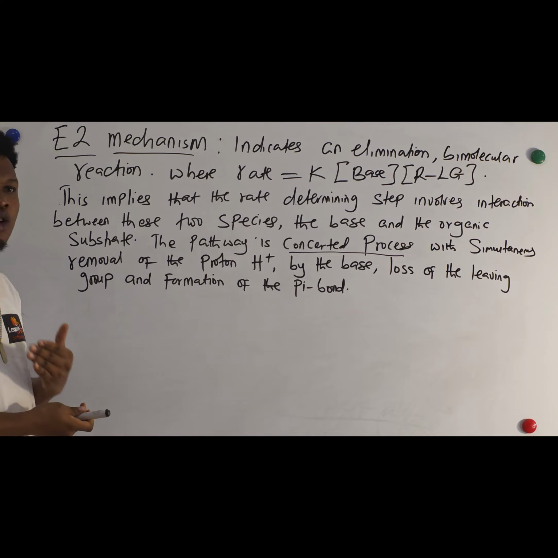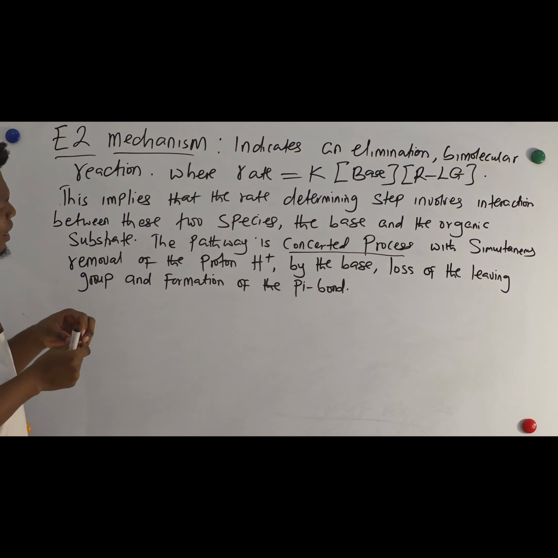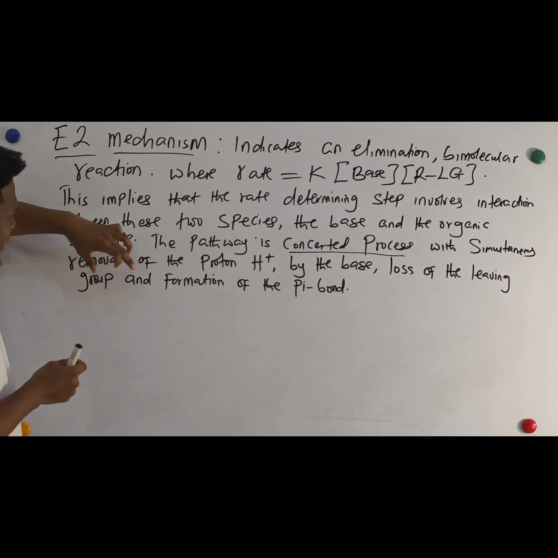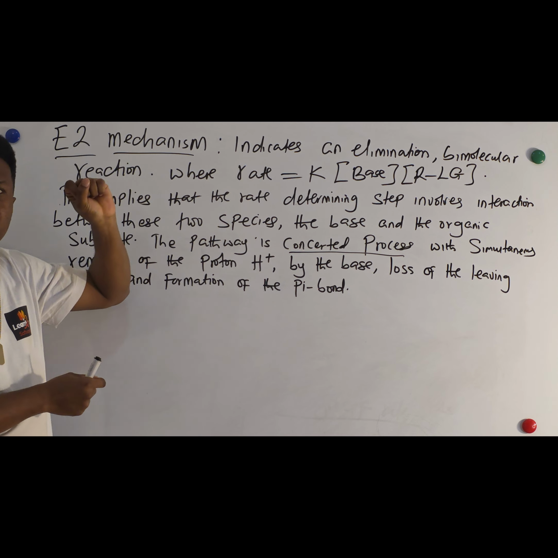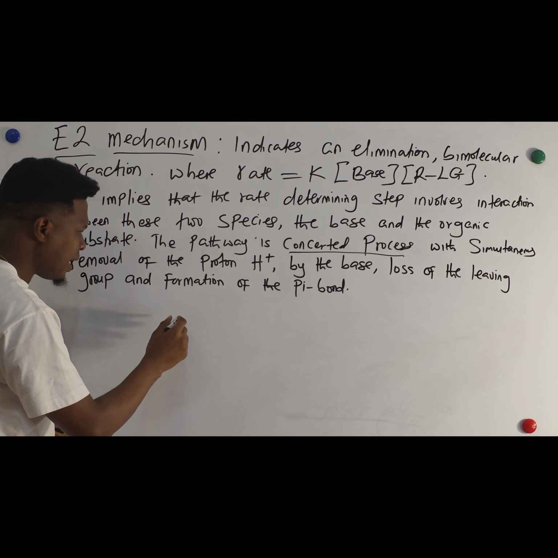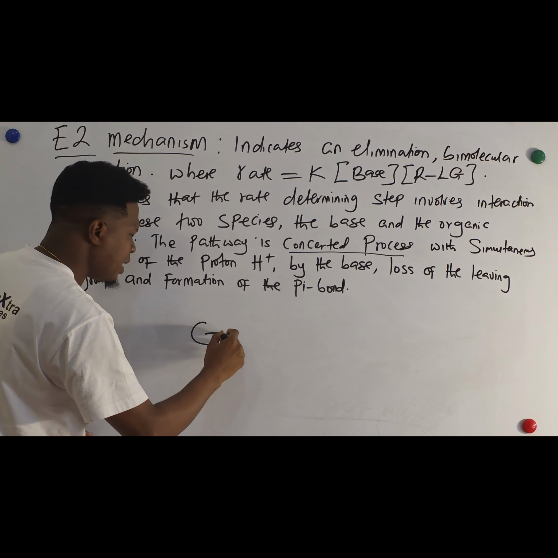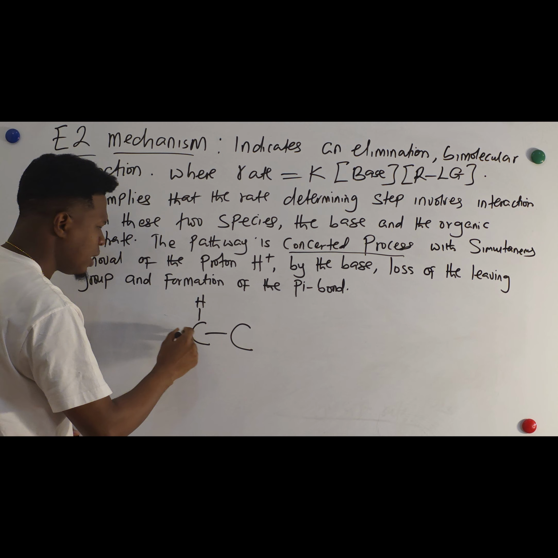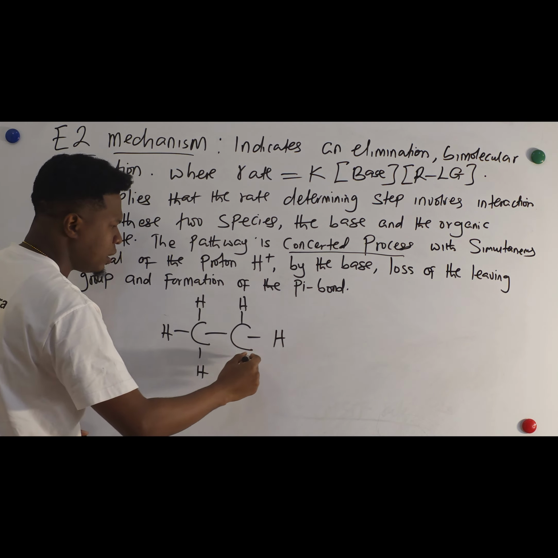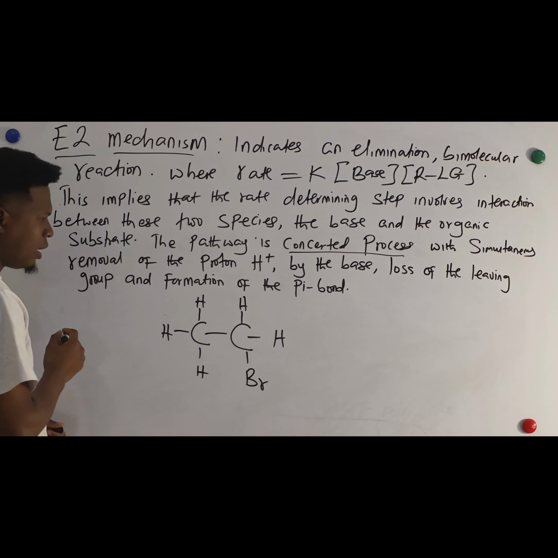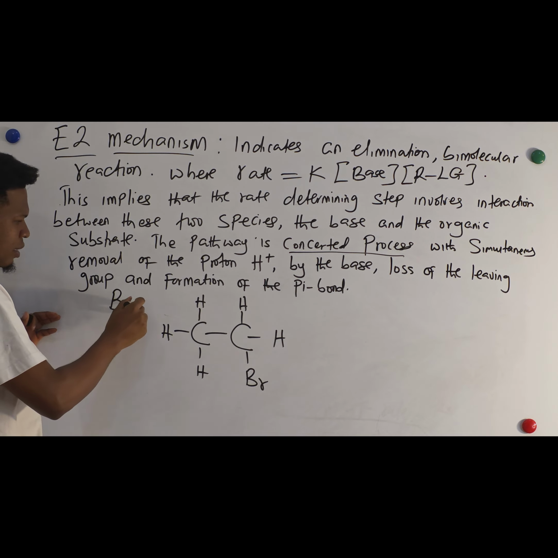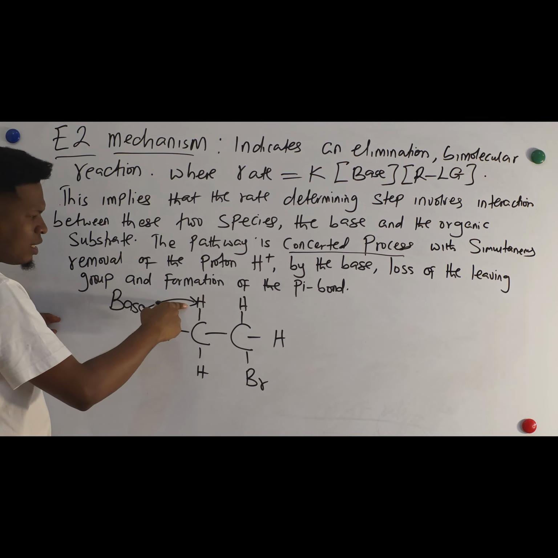So the pathway is a concerted pathway. Why is it concerted? It is concerted because as the base is deprotonating or removing this proton, the leaving group is also leaving, thereby forming a pi bond. Let me show you. If I have something like this, let's say I have hydrogen, hydrogen, hydrogen, hydrogen, hydrogen, and a halogen.